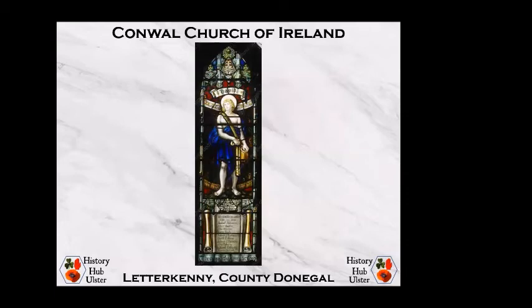The first lancet window features David, and it's designated as representing valor. And in this example, it's not David as a king, it's David as the slayer of Goliath. You can see his pouch of pebbles and his sling. Below, at the bottom of the panel, is a representation of a scroll, on which the names of 10 of the fatalities from the congregation are listed.